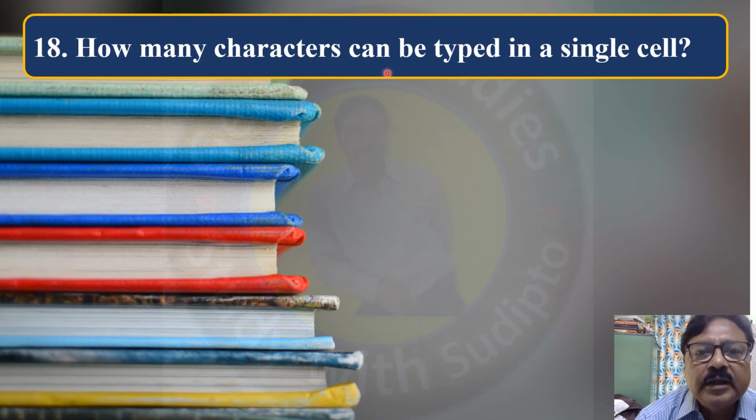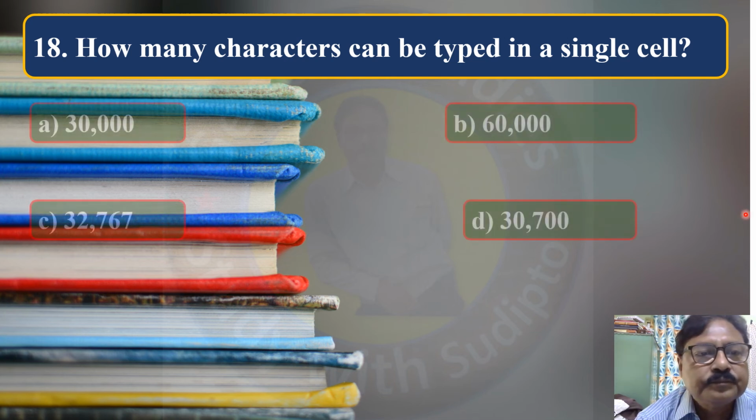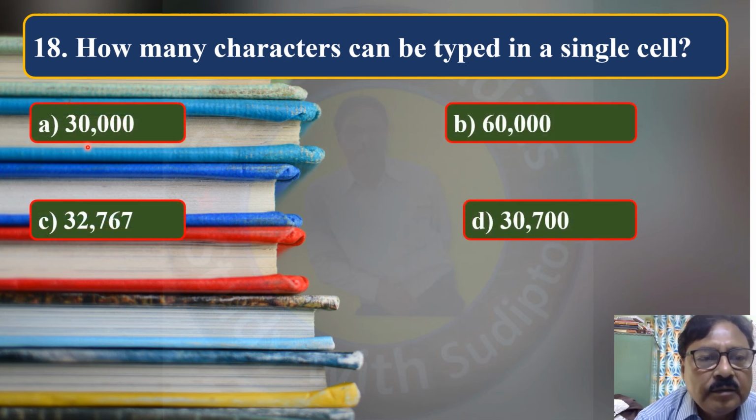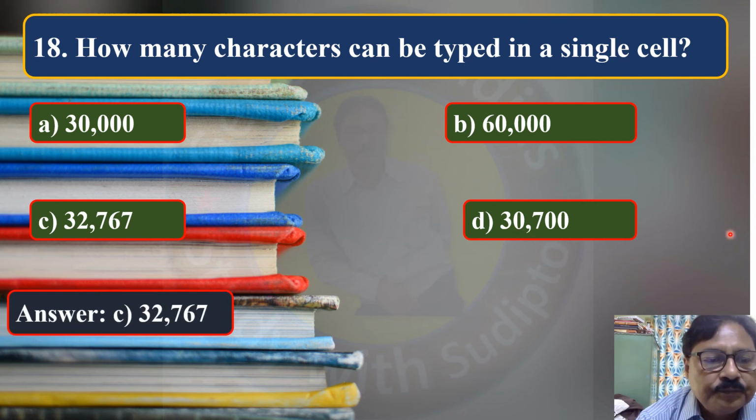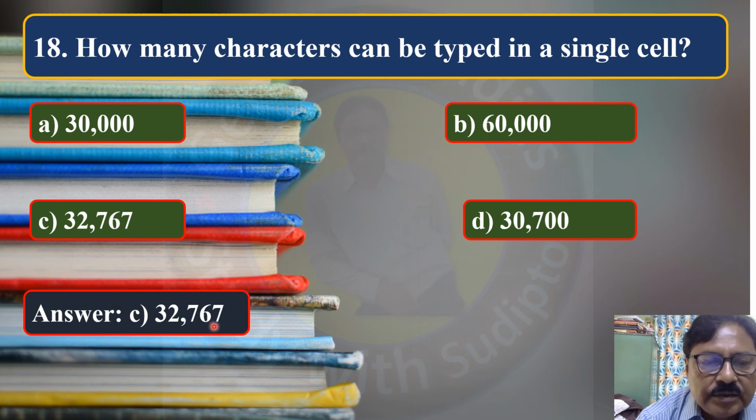How many characters can be typed in a single cell? Option A 30,000, option B 60,000, option C 32,767, option D 30,700. The correct answer is option C, 32,767.